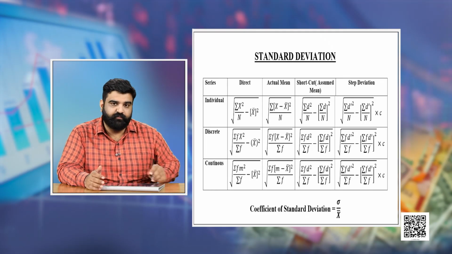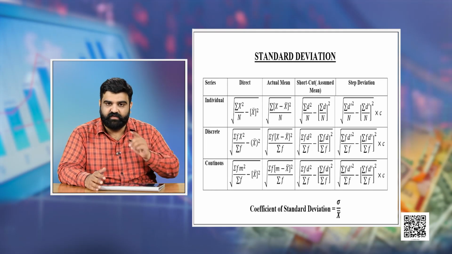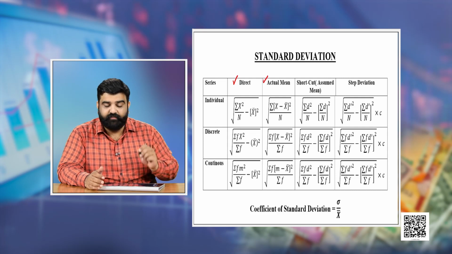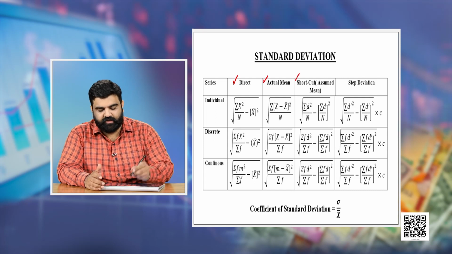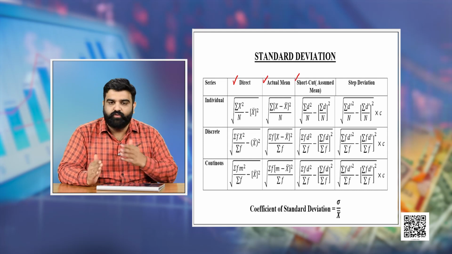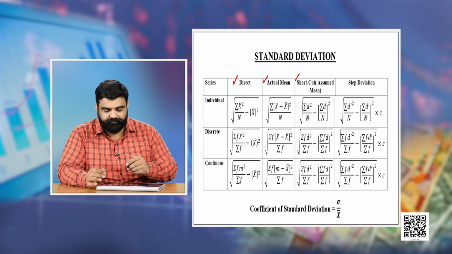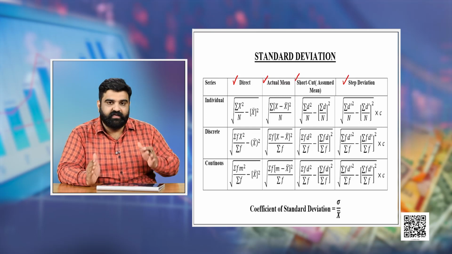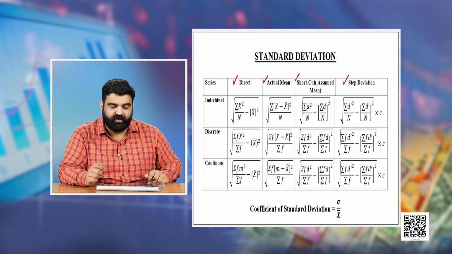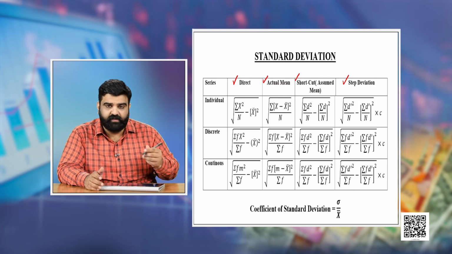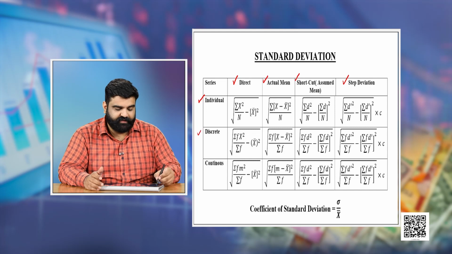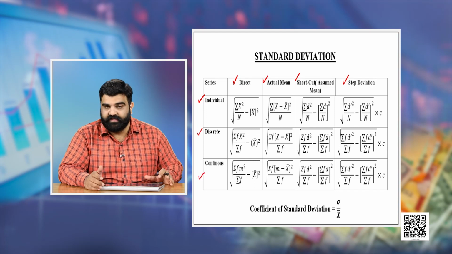We have 4 different methods to calculate standard deviation: the first is the direct method, the next is the actual mean method, the next is the shortcut method, under which we assume a mean, and then we have the step deviation method, where we divide the deviations by a common factor. These formulas will be used for individual, discrete and continuous series.